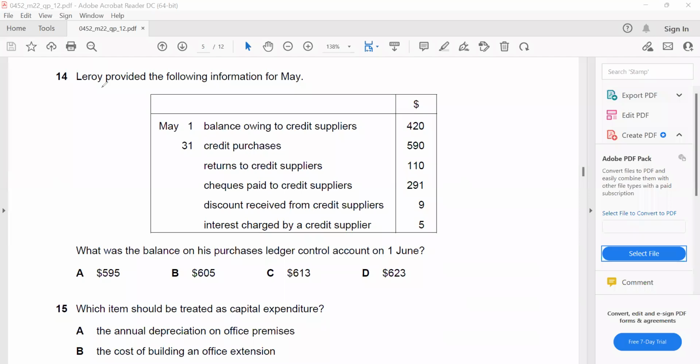Question 14. They provide the following information. May 1st, balance owed to the credit supplier. What was the balance on his purchases ledger control account on the 1st June? Purchases ledger control account. Balance owing 420. Credit purchases 900, 590. Return to credit supplier. This purchases return. Check paid to the supplier. Discount received from the supplier. Interest charged by the supplier. So this is the amount.